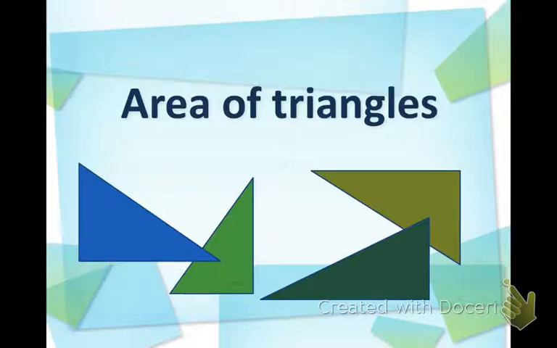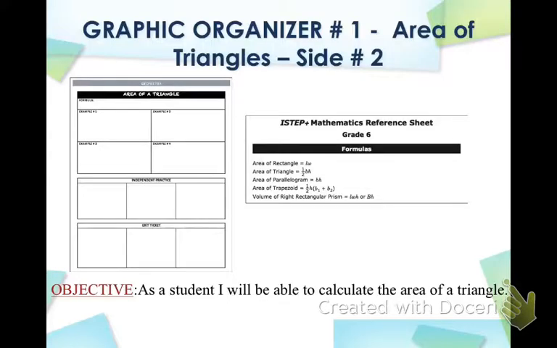Once again, we're just practicing using the formulas and the reference sheet, so you need to make sure you have the I-STEP reference sheet out and available to you. If you do not have the I-STEP reference sheet, you should get one from Mr. Williams. He does have more. You also need graphic organizer number 1, and you are using the back side. Remember that the other side had rectangles and squares.